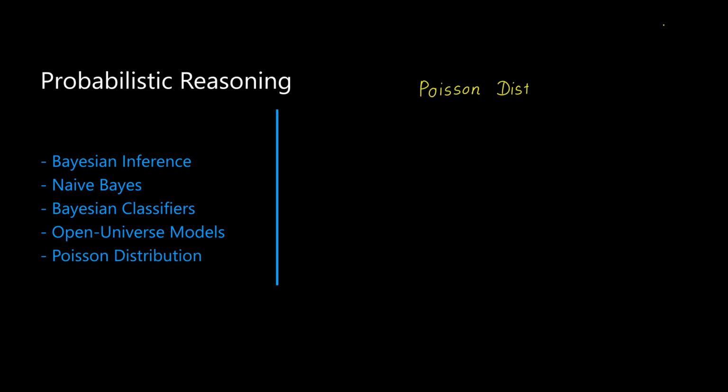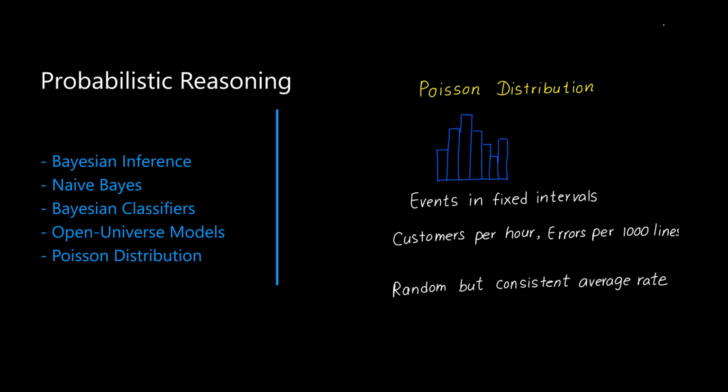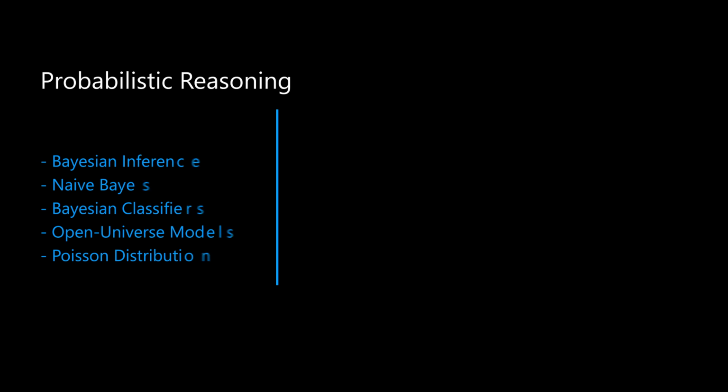Poisson distribution models event occurrence in fixed intervals. How many customers arrive per hour? How many errors per 1,000 lines of code? When events happen randomly but at a consistent average rate, Poisson distribution describes the probabilities of different counts.